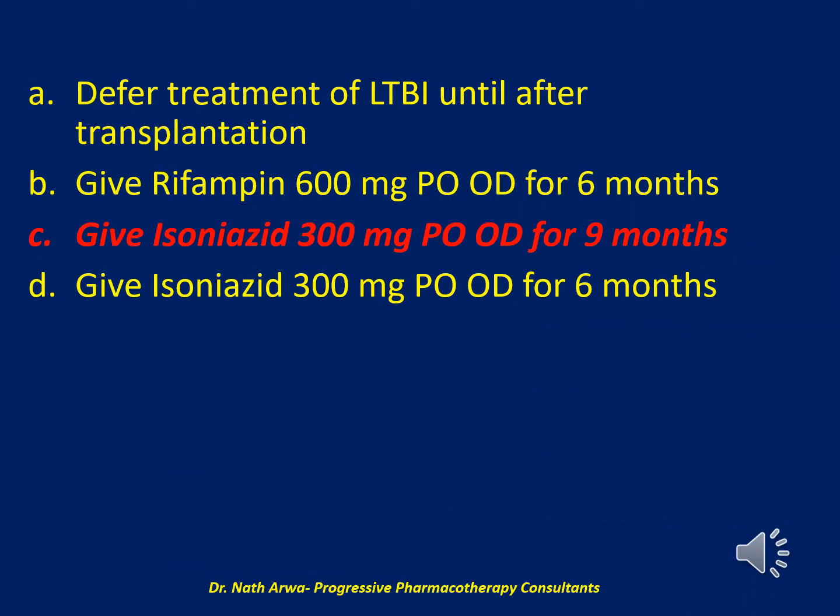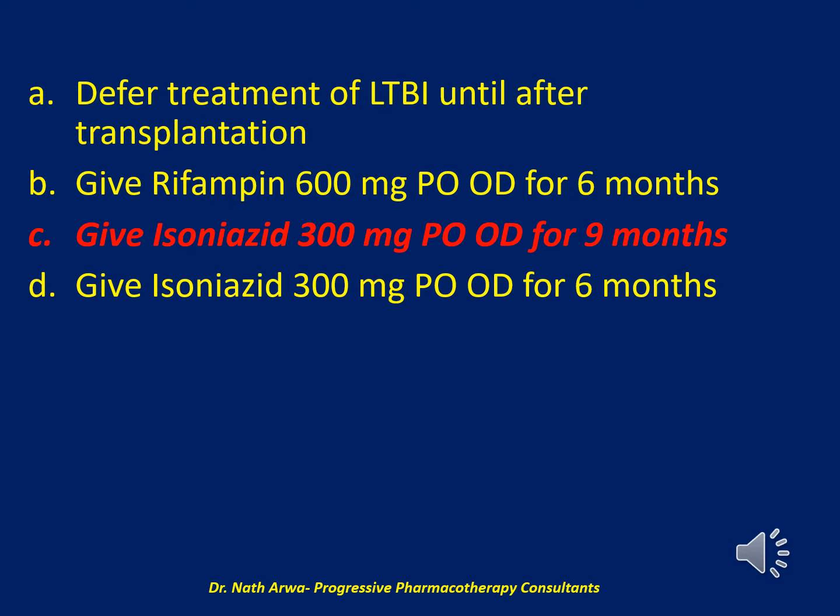And the correct answer is C. Give isoniazid 300 mg orally once daily for 9 months. The first-line treatment for LTBI is isoniazid 300 mg orally once daily for 9 months, which is more efficacious than the same regimen for 6 months. That makes answer C correct and answer D incorrect. Of importance, this regimen needs to be given with pyridoxine to prevent neuropathy.